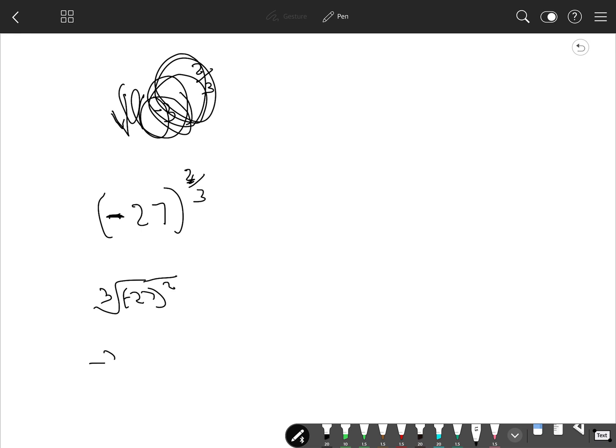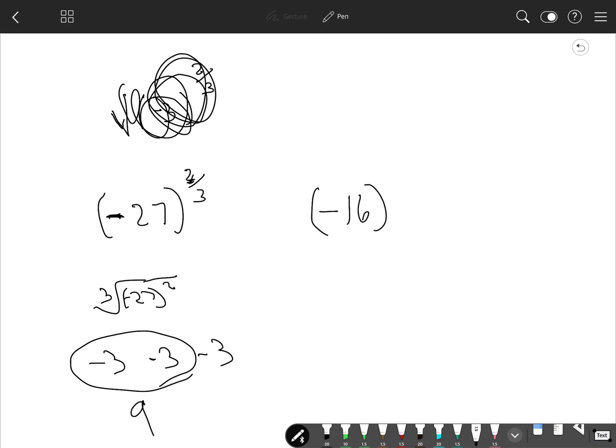And if you break this down, it's -3 times -3 times -3. And we square it, so we'd have 2 of them. It would be positive 9 there. Okay, or -3 times -3. Let's take a look at another one. -16 to the 3/4.